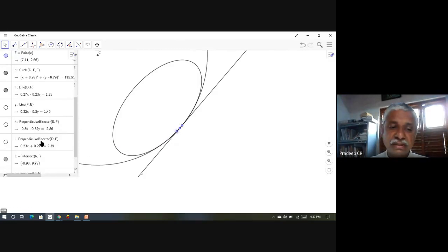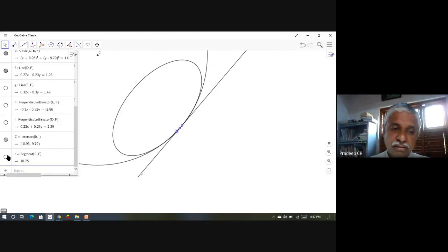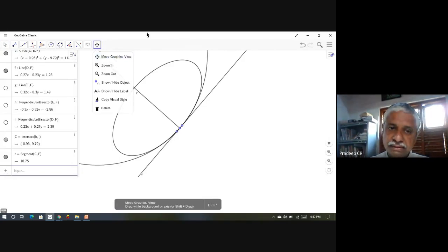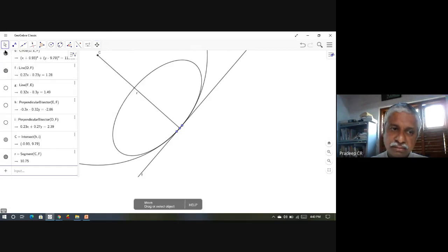As it goes, see here, the radius of the circle is very large. Which is the radius of the circle? Here it is. I'll show you the radius of the circle also in the picture. This is the radius of the circle. See, there is a very large circle. So let us show this. Just one minute.